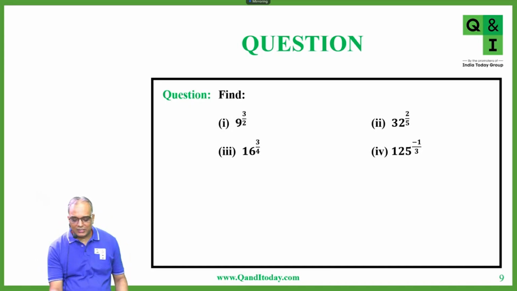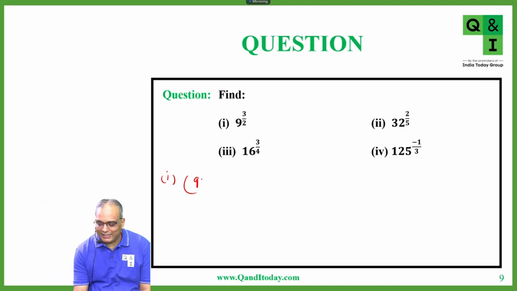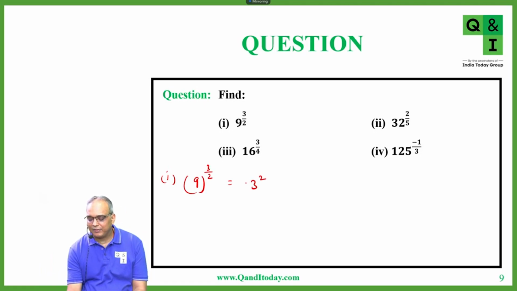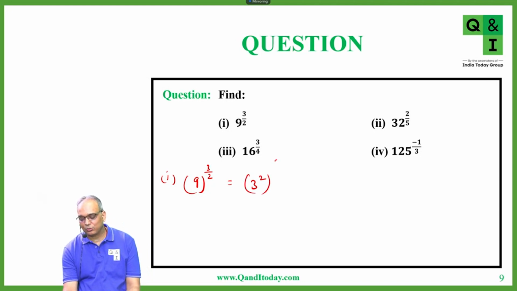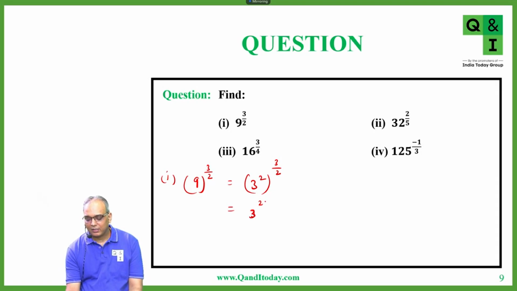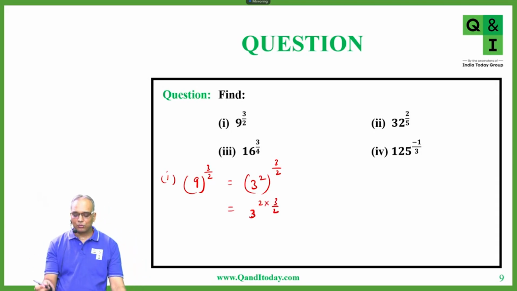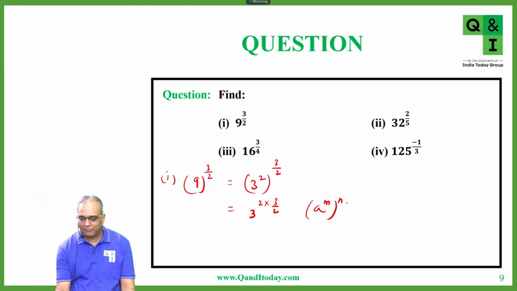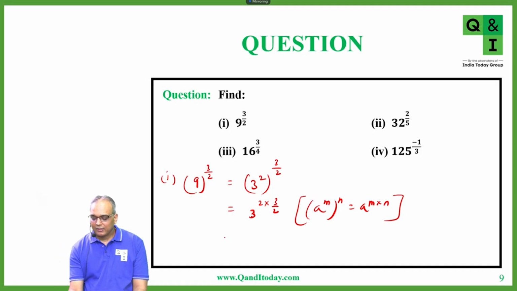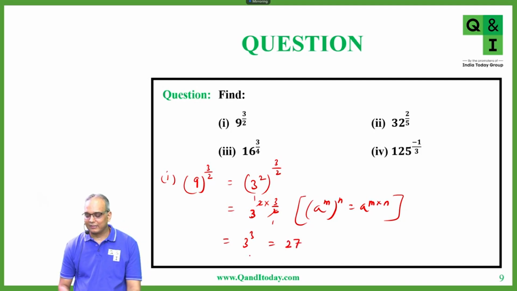So first one, if you see, this is 9 raised to the power 3 by 2. So I can write 9 using prime factorization as 3 square raised to the power 3 by 2, which is 3 to the power 2 into 3 by 2, power of power. So we are using a to the power m raised to the power n is a to the power m into n, right? So this 2 and 2 gets cancelled. 3 to the power 3, which is 27. Is it clear?